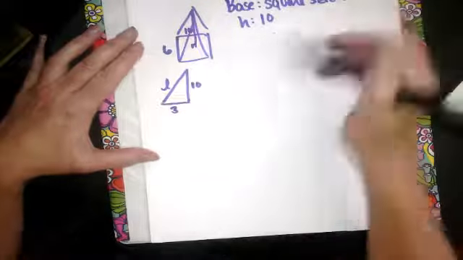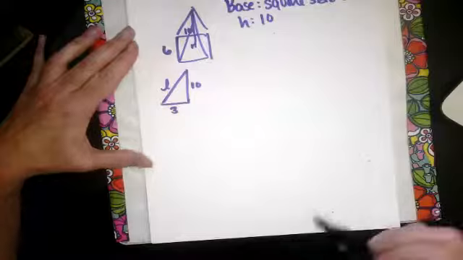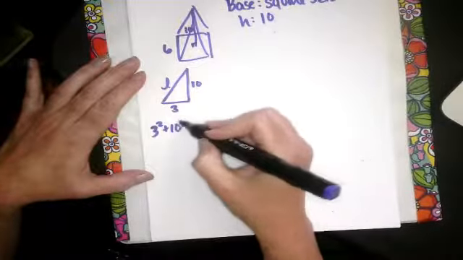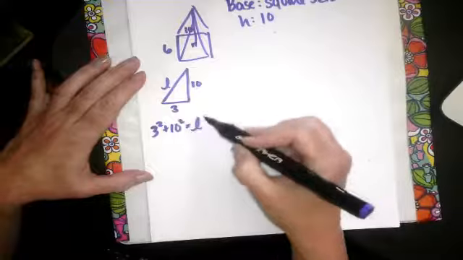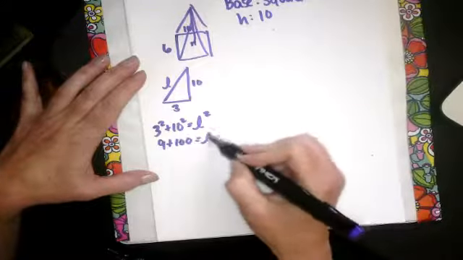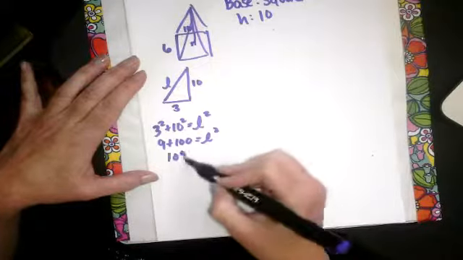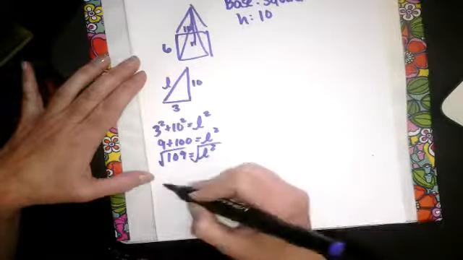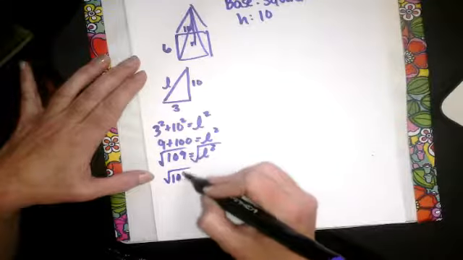So what we need to do is find our slant height, because we're going to find the surface area and the volume on this one. So we're going to do 3 squared plus 10 squared equals the slant height squared. So that's 9 plus 100, so 109. And then we're going to take the square root of that. I'm just going to leave that as the square root of 109 until I plug it into my calculator.